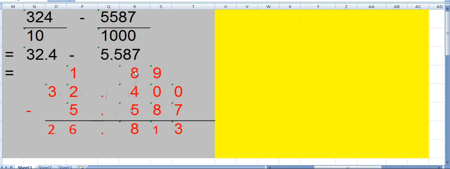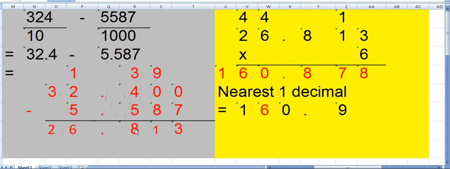8 minus 5, sorry. It then 13. 13 minus 5, 8. Then 2 gone, 1 remains. 11 minus 5, 6. Then 3 gone, 2 remains. 26. So answer is 26.813. We are required to find out the multiplication of this number difference and 6.